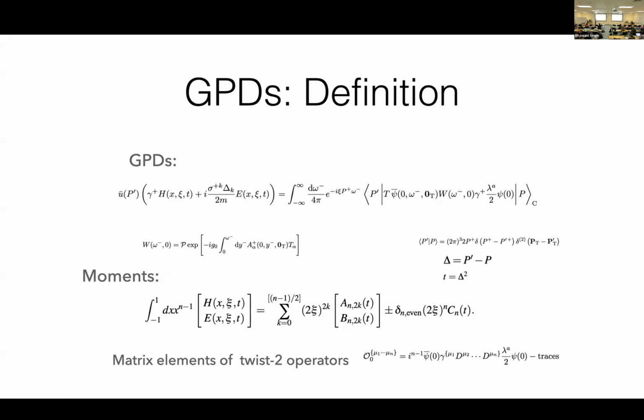But one can show that this object here, which is the moment, can be computed as a nucleon matrix element of these operators that we wrote down at the end of the last lecture, which is quark-antiquark fields at the same point in space-time. There are no light-like separations anymore, but with a gamma matrix and a string of covariant derivatives.